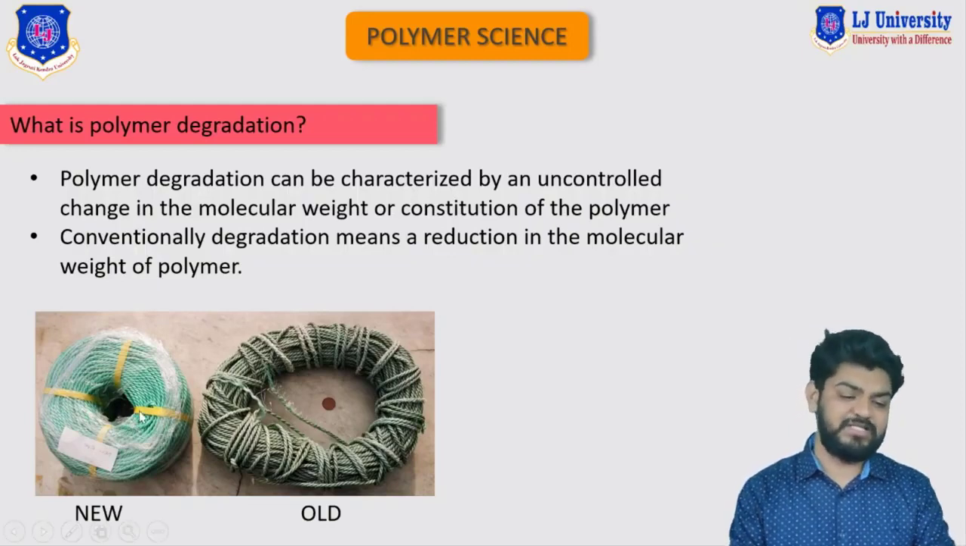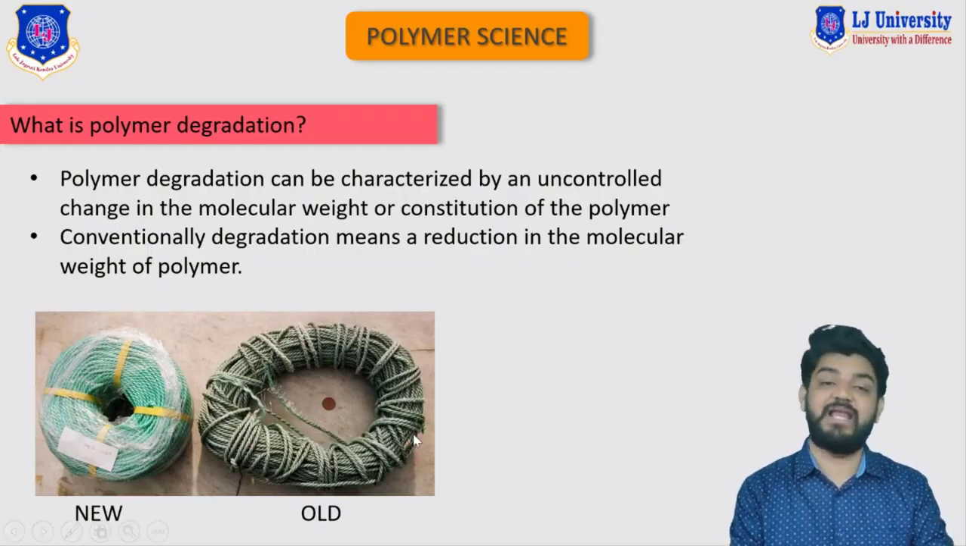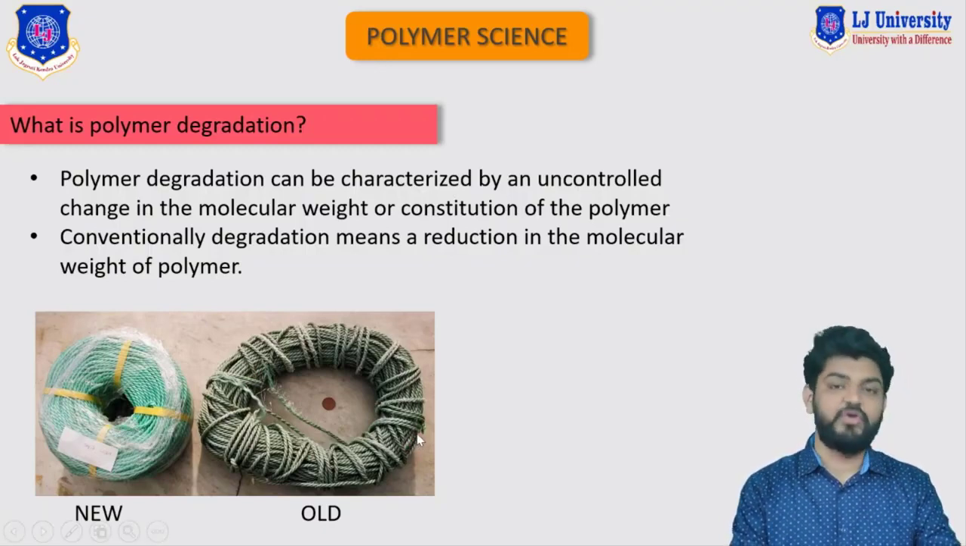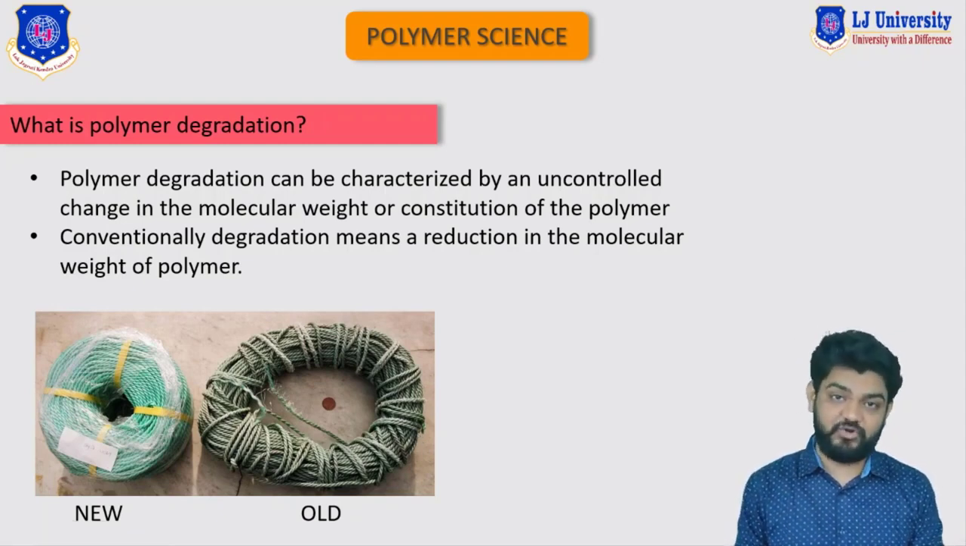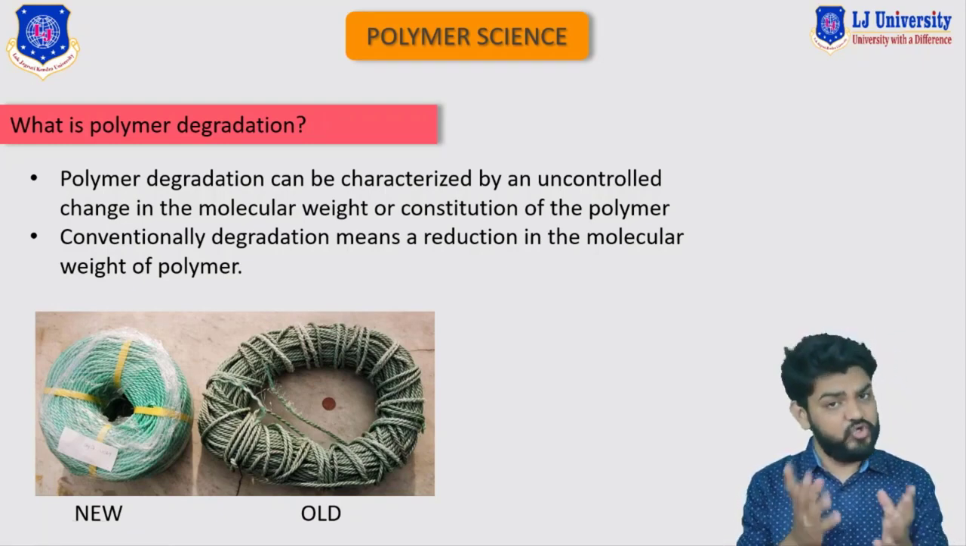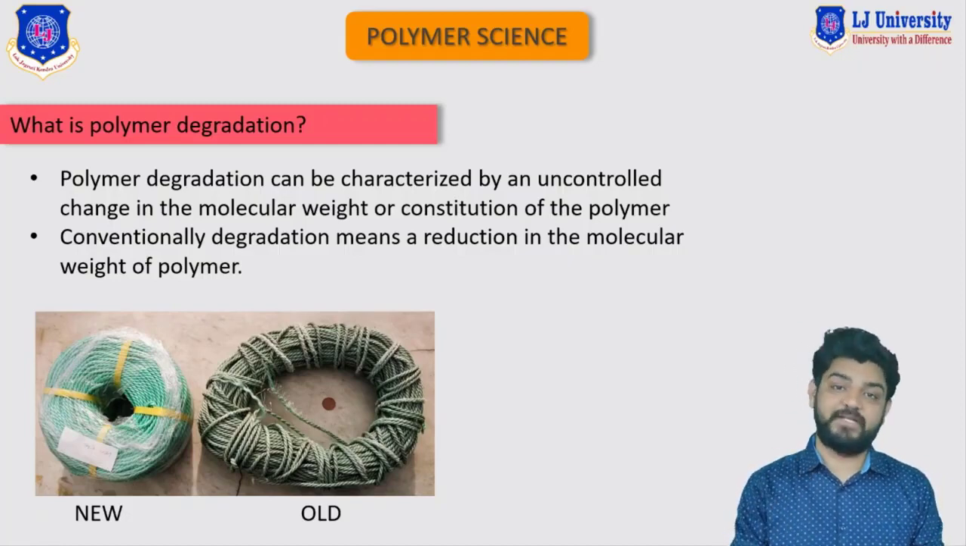This newly purchased rope has more strength, while this rope, which is now degraded, has less strength. So we can say that every polymer undergoes the degradation process in which it loses its mechanical and chemical properties.